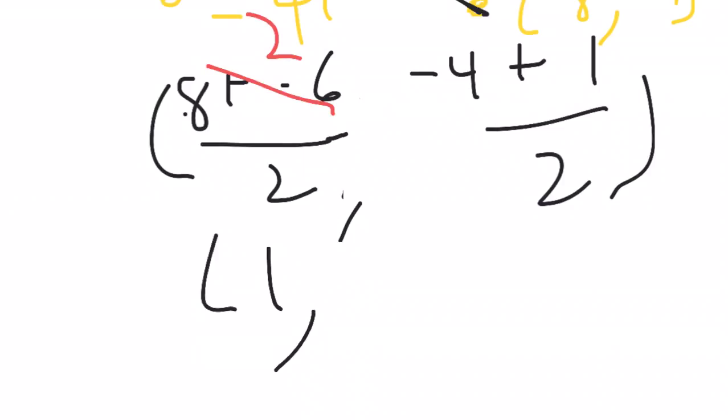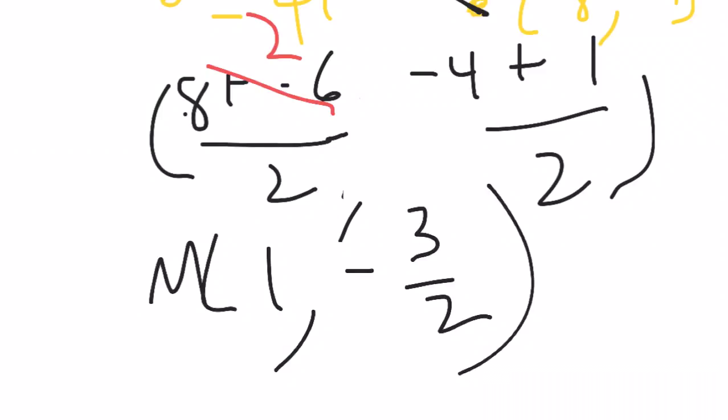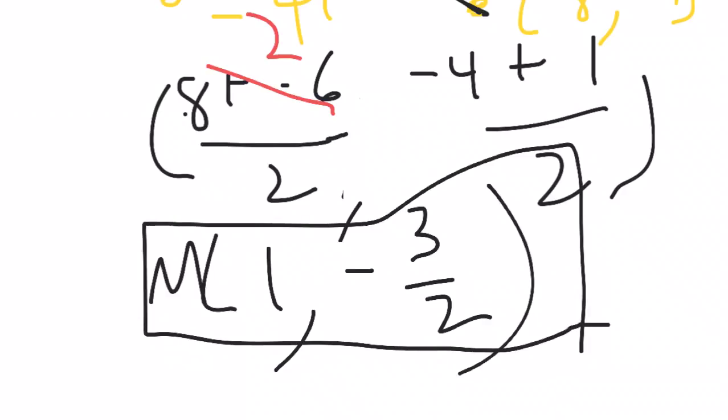So the x-coordinate of the midpoint is 1. Now for the y-coordinate, -4 plus 1 is -3 over 2. That would just give you a decimal, so we can just leave it as a fraction. So for part A, the midpoint between those two points is 1, -3/2.